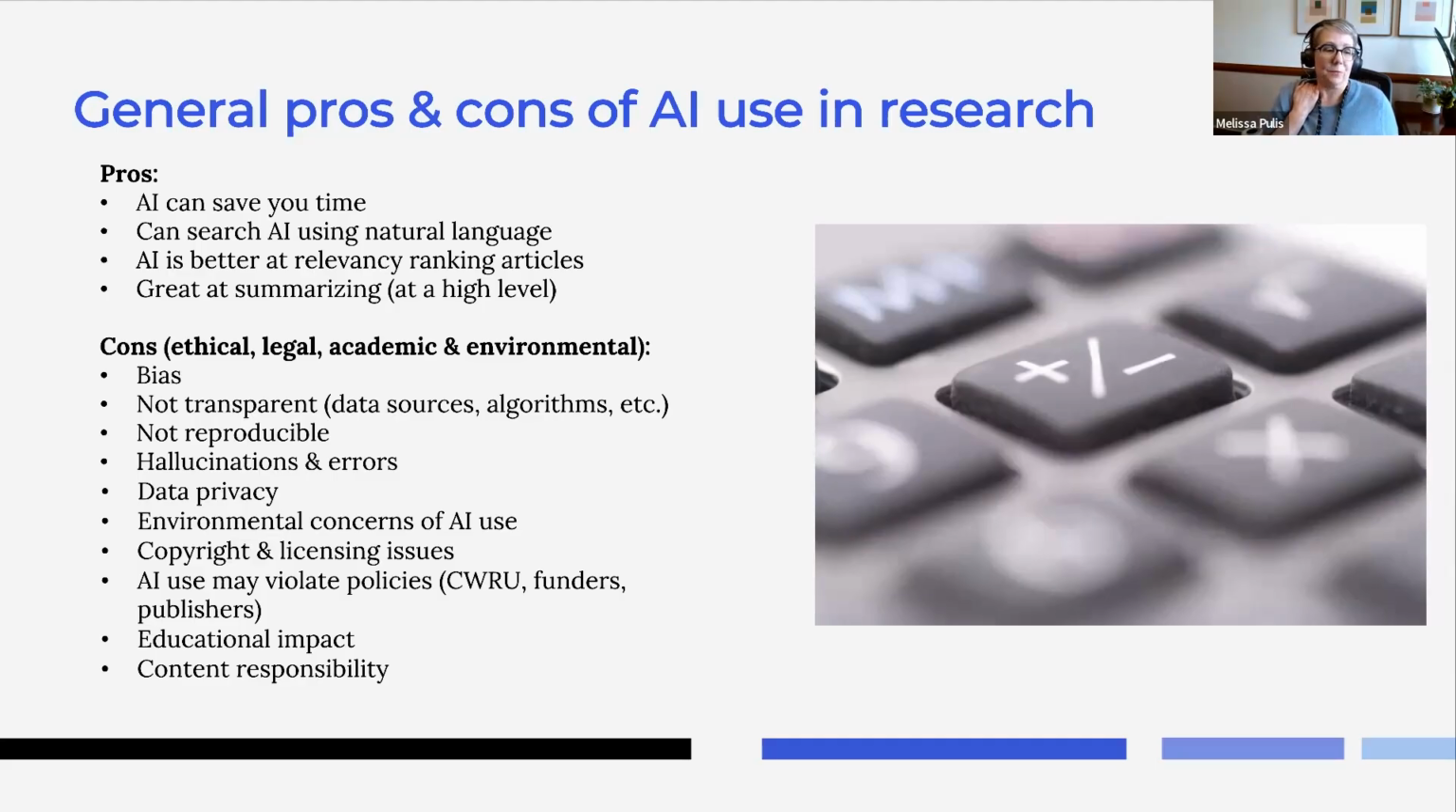So for the cons, again, you've probably heard all these before. AI can introduce bias. AI tools are not transparent. We don't always know the data sources or the algorithms that are used on the back end. Anything you do in AI is not reproducible. There are still hallucinations and errors. There are data privacy and environmental concerns. There are copyright and licensing issues, which means you're not always allowed to import the full text of articles into AI to evaluate. You have to consider that AI use may violate policies. If you're a student, it could negatively impact your education. And finally, you are responsible for any content that AI puts out. So that can be a heavy burden sometimes.